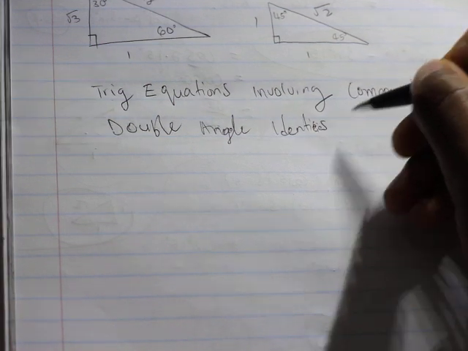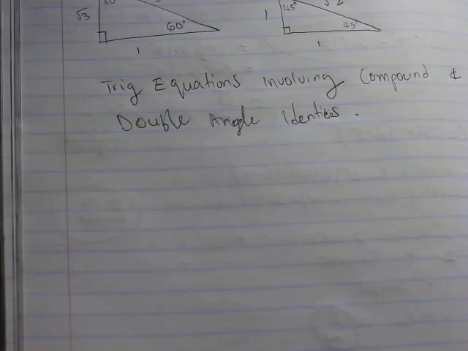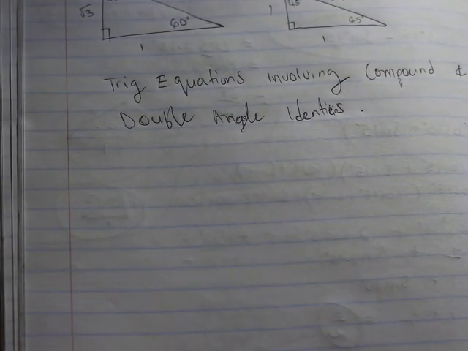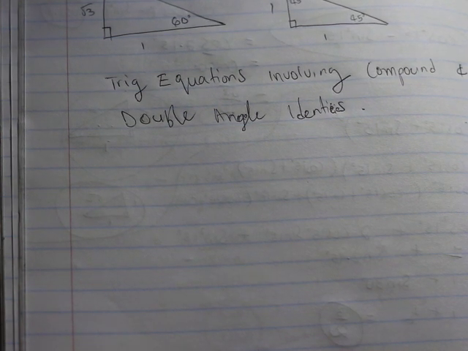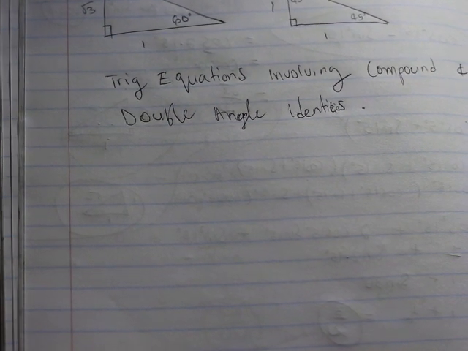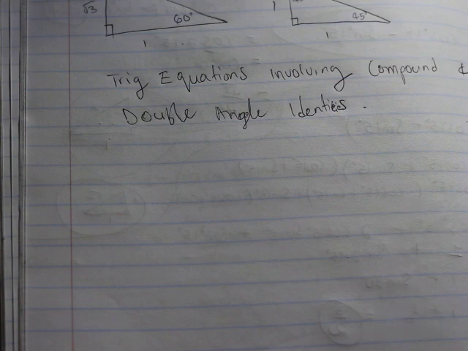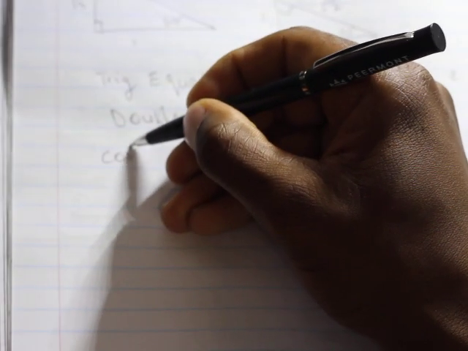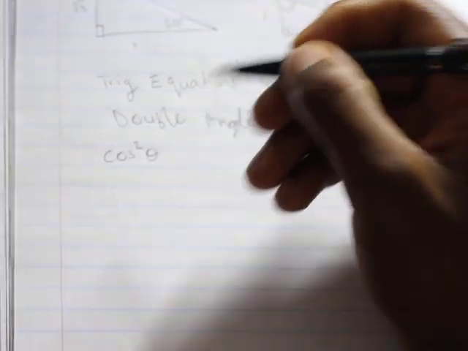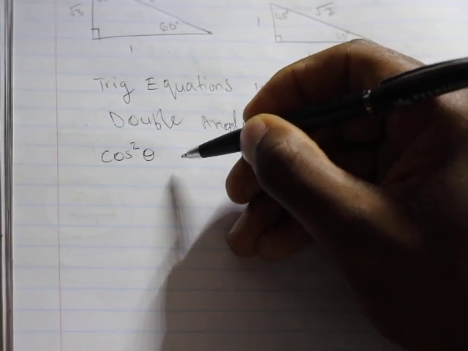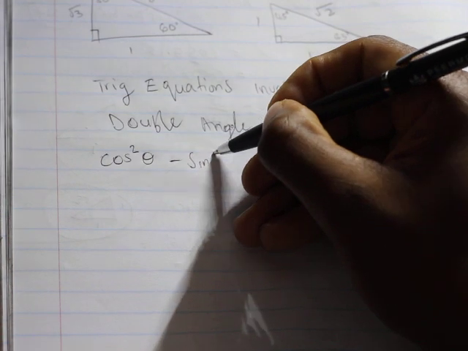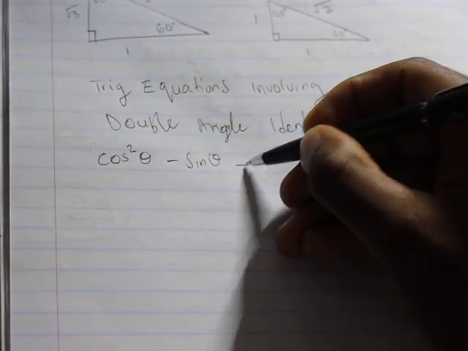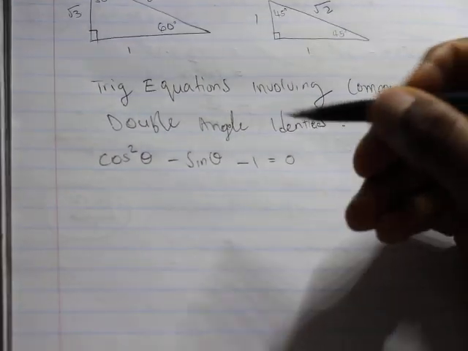The work that you did in grade 11 is going to come in very handy, because this is just a build-up from what you did in grade 11. So, cosine squared theta minus the sine of theta minus 1 is equal to 0. We need to solve this equation.